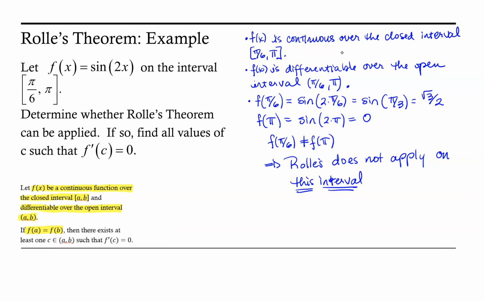Notice that it is simply this interval. Our function was continuous over the interval, and it was differentiable over the interval, but where we failed the hypothesis for Rolle's theorem is that the function output at the left endpoint did not equal the function output at the right endpoint. I hope you find this helpful.